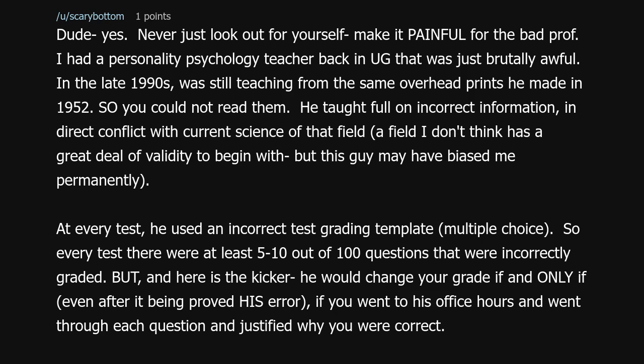A field I don't think has a great deal of validity to begin with, but this guy may have biased me permanently. At every test, he used an incorrect test grading template, multiple choice. So every test there were at least 5 to 10 out of 100 questions that were incorrectly graded. But, and here is the kicker, he would change your grade if and only if, even after it being proved his error, you went to his office hours and went through each question and justified why you were correct.